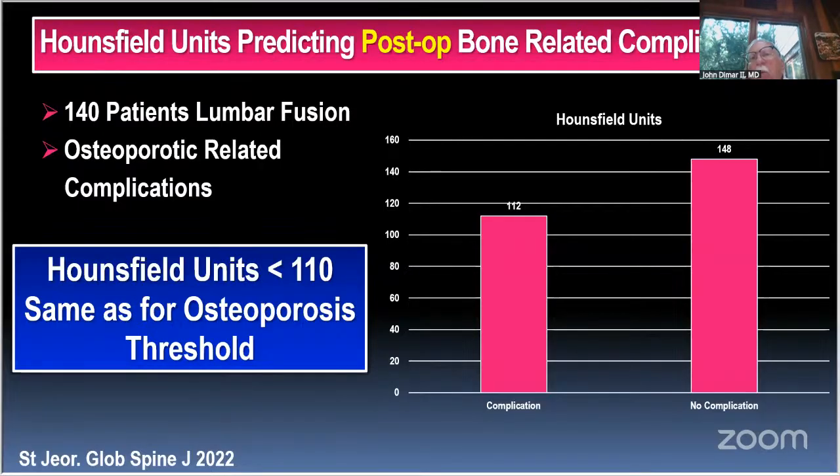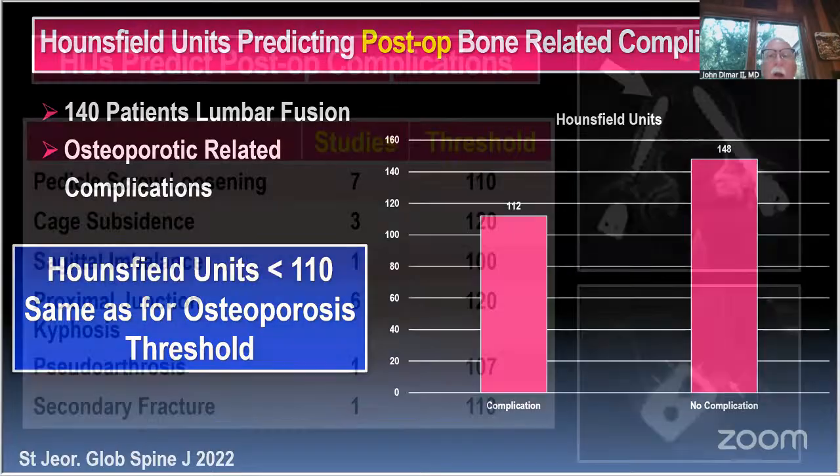So why is this important? Hounsfield units will predict bone-related complications. It's pure and simple. There are multiple studies now over the last 5 to 6 years, particularly out of Japan, that show that as your Hounsfield units drop, your number of complications dramatically increases, particularly when it's less than 110. So keep that in mind when you're operating on these people.